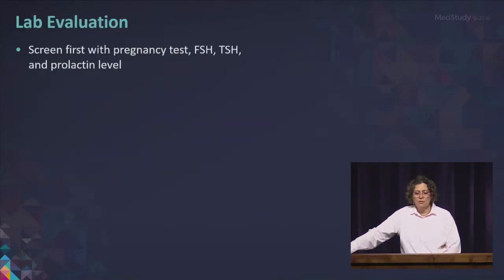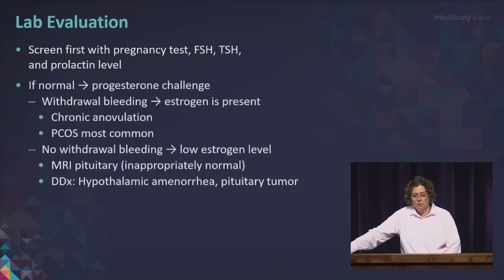So lab evaluation, we test everybody for pregnancy, we check FSH, TSH, and prolactin levels. If all is normal, we do a progesterone challenge. So it's the estrogen that builds up the lining, progesterone maintains it. So if you were to give someone progesterone for 5 or 10 days and they have a withdrawal bleed, they are making estrogen. That is not an estrogen deficient state.